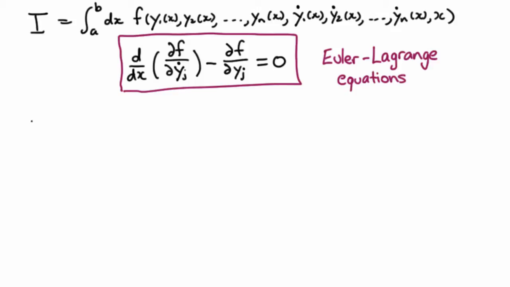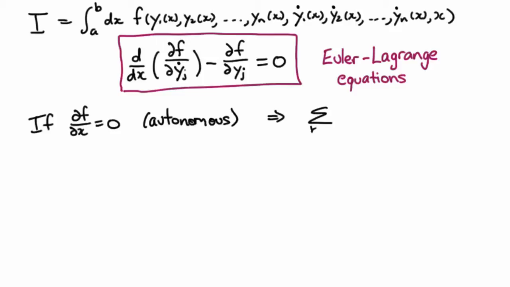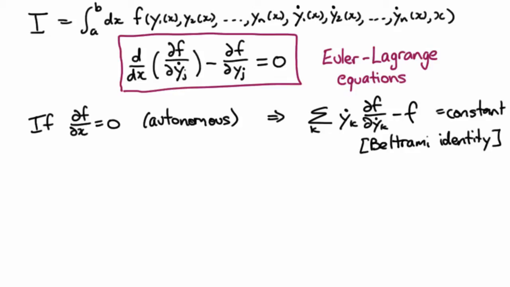There is one simplification you can make in the situation where the function f doesn't depend explicitly on x. In other words, partial df dx is 0. That's called the function is autonomous. And in that case, we have the Beltrami identity, which is that this function here is a constant. So that's the mathematics that we've learned.